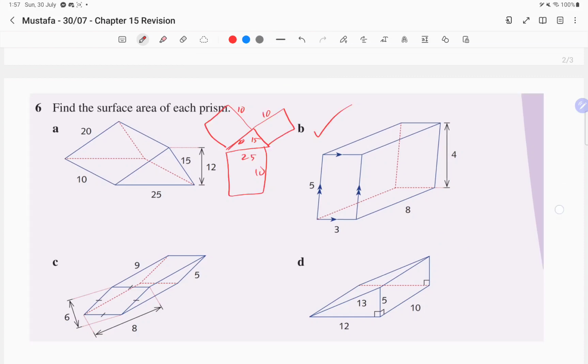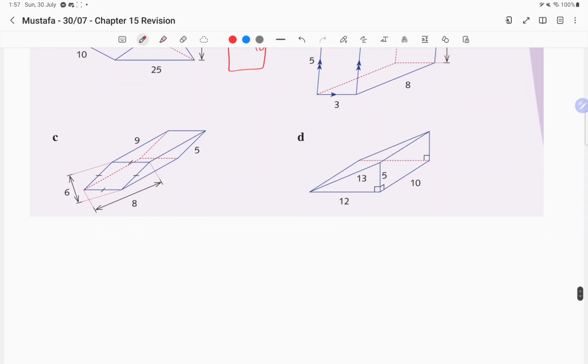Okay, good. So you're okay with question B. And now question C. What's the surface area of question C? What is that, a rhombus?